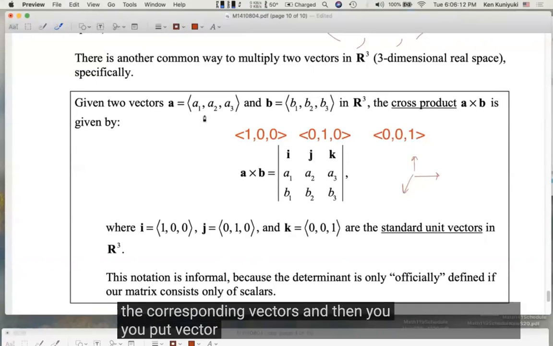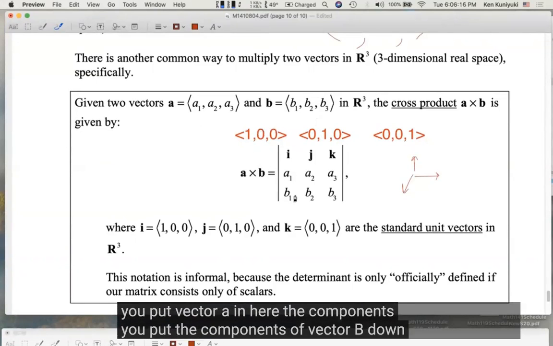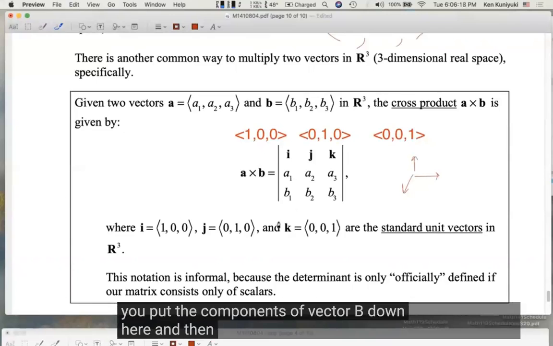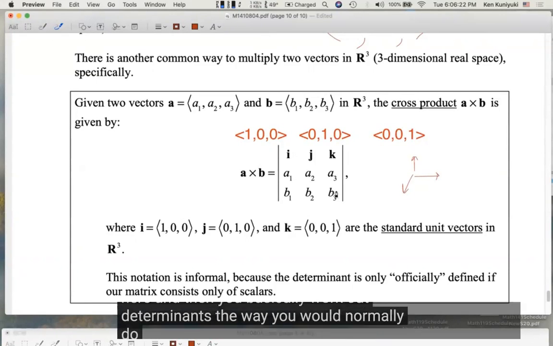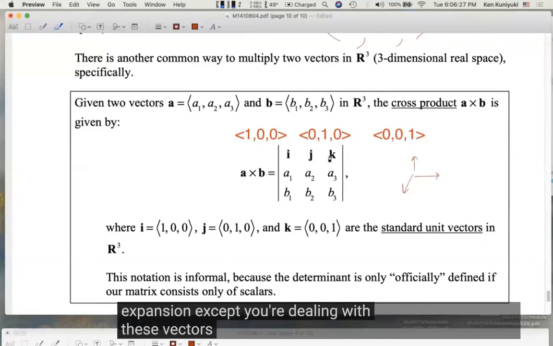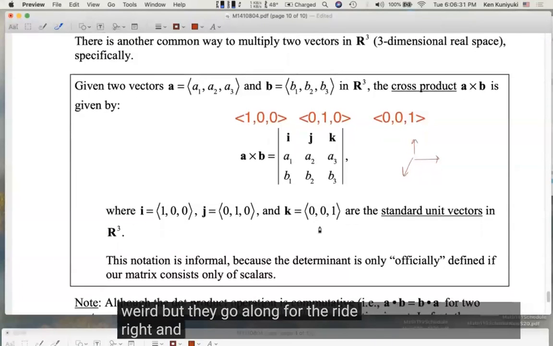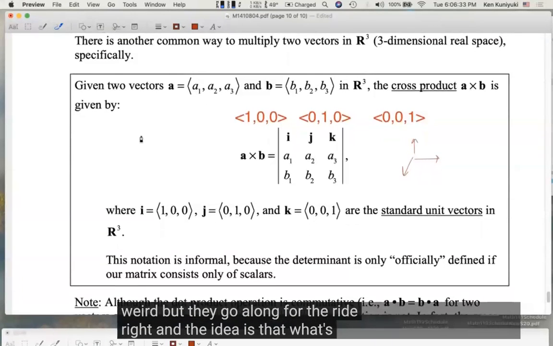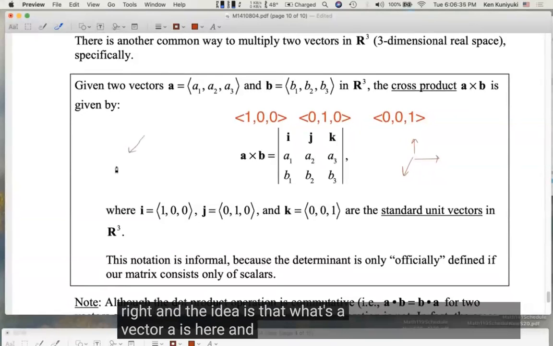And then you put vector A in here, the components. You put the components of vector B down here. And then you basically work out determinants the way you would normally do by Sarrus's rule or maybe cofactor expansion, except you're dealing with these vectors in here, which is kind of weird, but they go along for the ride. And the idea is that, let's say vector A is here, and vector B is here.